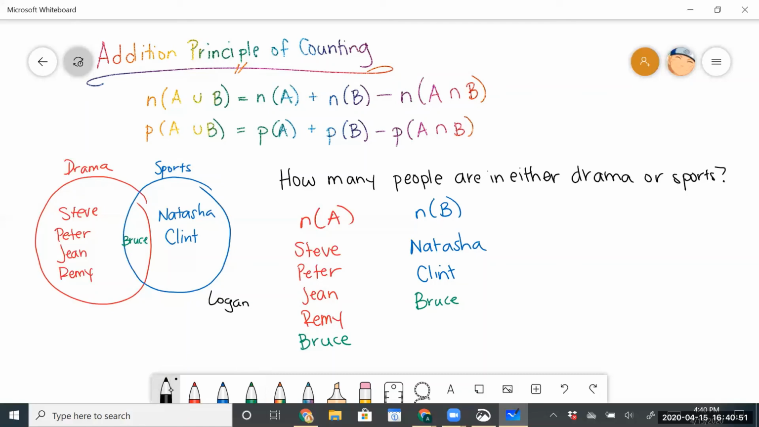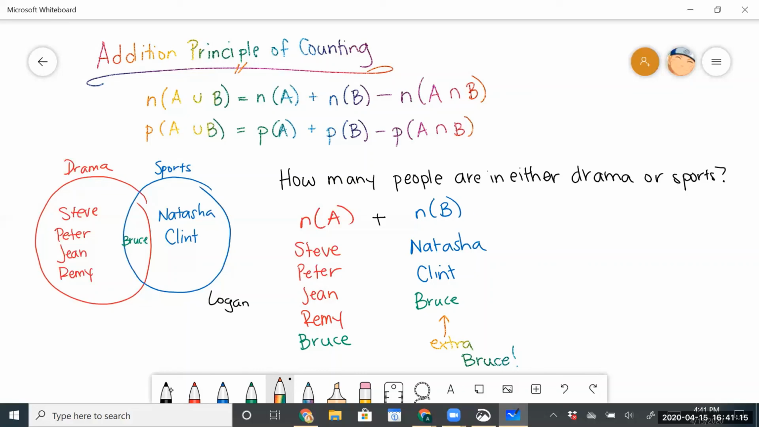Because if I'm asking for A or B, I want to know how many people are in group A and how many people are in group B. If I just add these two together, I've got an extra Bruce, because he was counted twice. He was counted in group A and he was counted in group B.